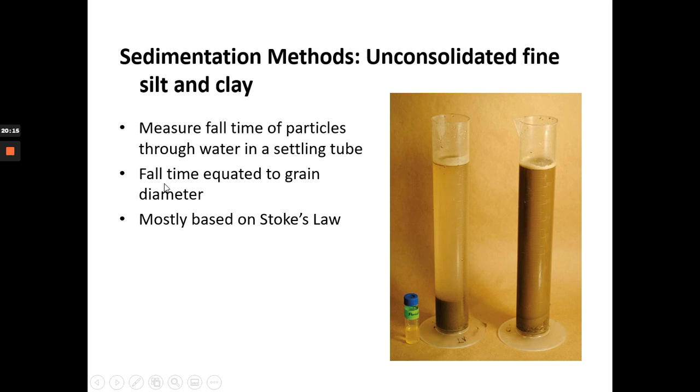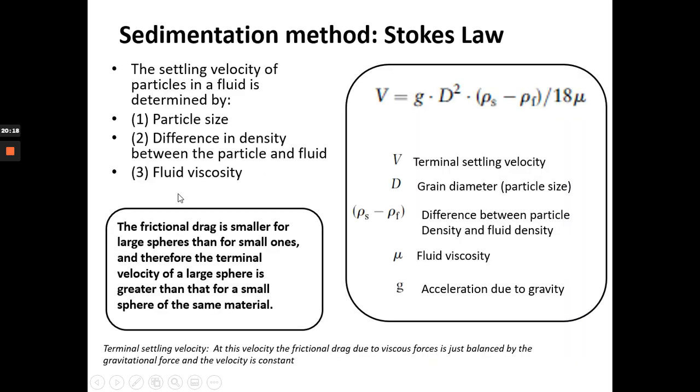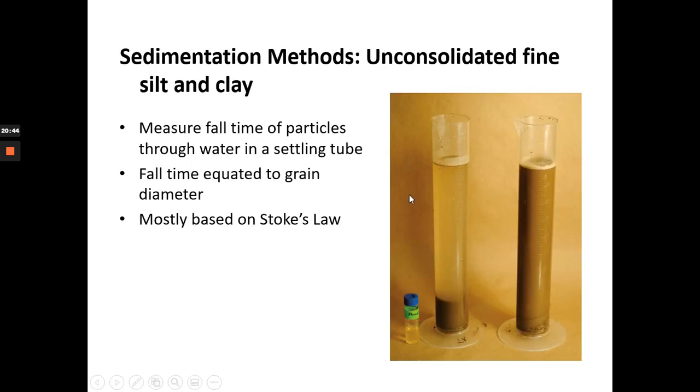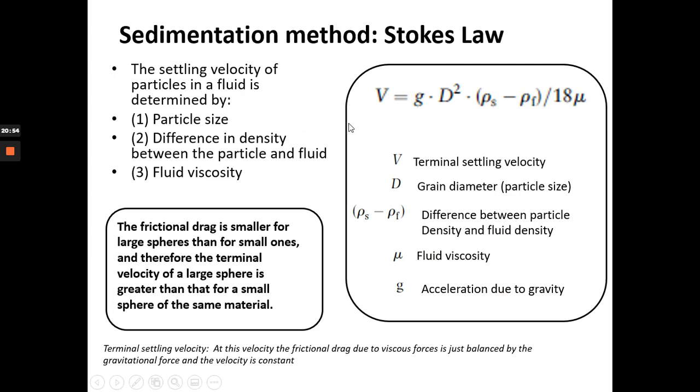The settling velocity of particles in a fluid is determined by, first, the particle size, the difference in density between the particle and the fluid, and the fluid viscosity. So let's say we are using, in this case, a simple analysis, just using water in our water column here, and you dump in mud into your apparatus here. Okay. And how fast your particle falls down depends on these three factors here: the size of the grains, the difference in density between the particles and the fluid, and also the viscosity of the fluid. Okay. And all these are part of the equation, right? Notice that settling velocity, grain diameter, difference in density, viscosity, and also put in here gravity.